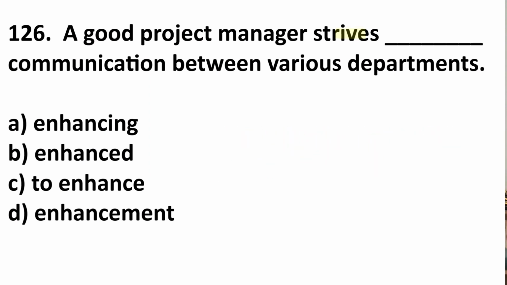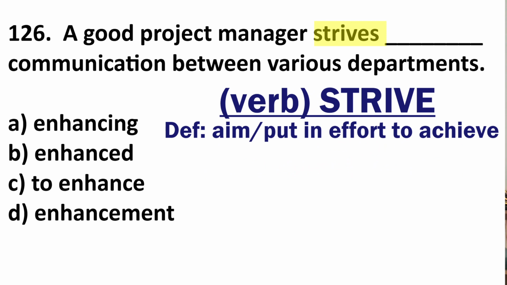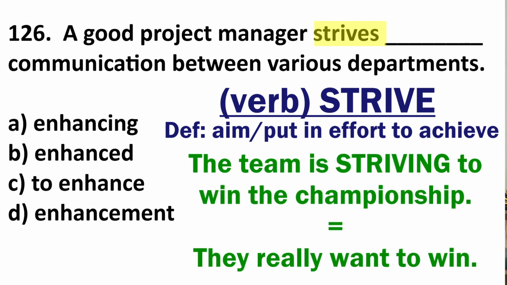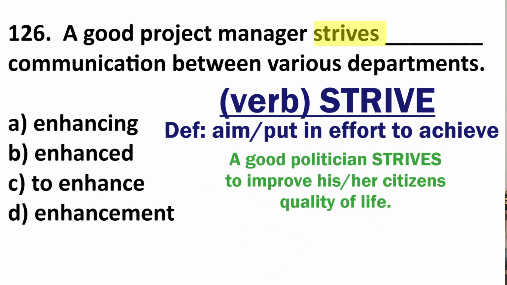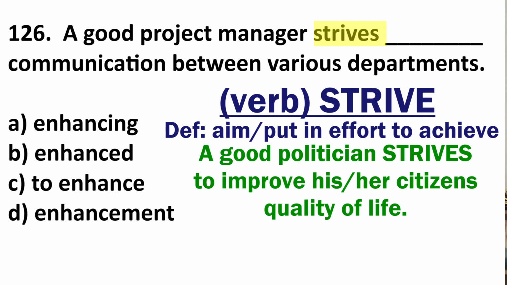Let's look at the verb strive. Strive means aims to, put in a lot of effort to achieve. Let's look at some examples. The team is striving to win the championship. So they're putting a lot of effort into winning. Or the student strived for a perfect mark on the test. A good politician strives for fairness in society. A good politician strives to improve people's quality of life.